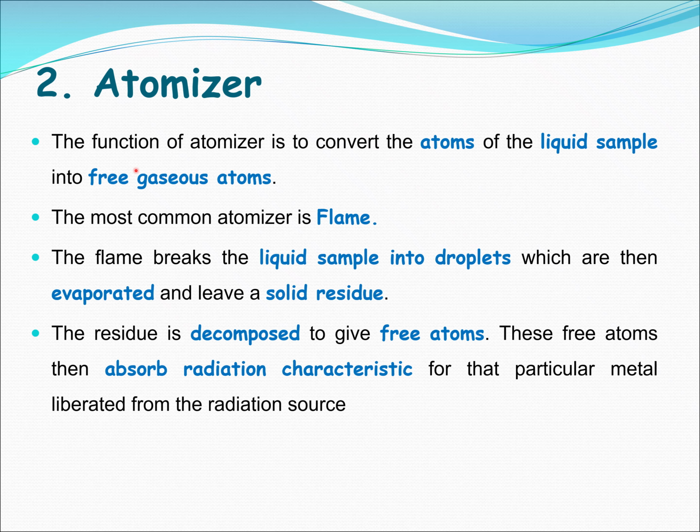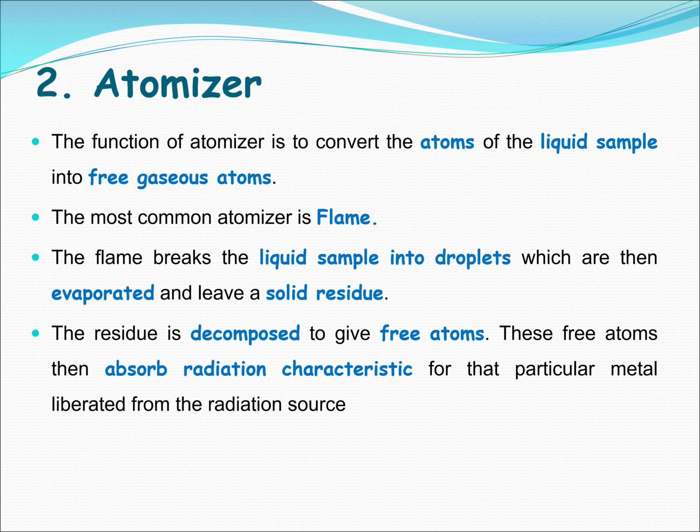Our next component is the atomizer. The function of the atomizer is to convert the atoms of the liquid sample into free gaseous atoms. The most common atomizer is flame. The flame breaks the liquid sample into droplets, which are then evaporated and leave a solid residue. The residue is decomposed to give free atoms. These free atoms then absorb radiation characteristic for the particular metal liberated from the radiation source.